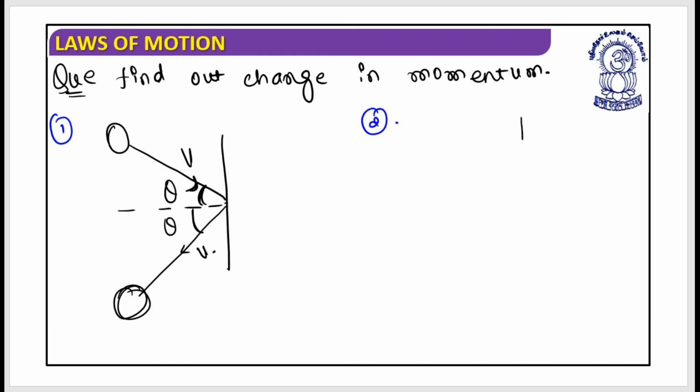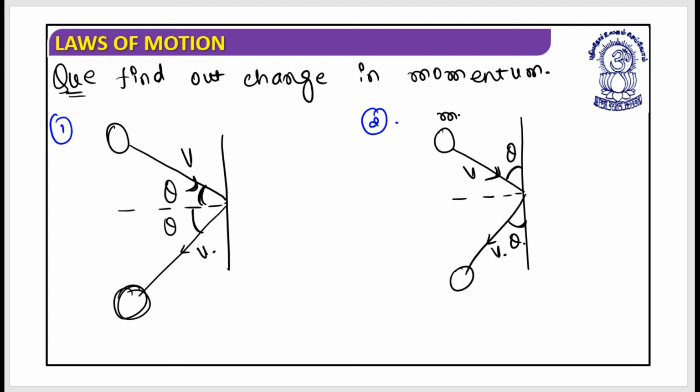In the other case the situation is something like this. This is the wall, this is the ball, this is going to hit the wall, but this time it is making an angle theta with the vertical. This is kept as a horizontal, and this is the velocity v, again this is the angle theta. I hope this is clear. This is mass m, this is mass m.